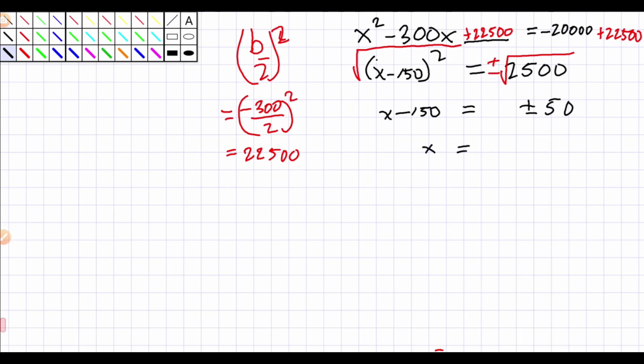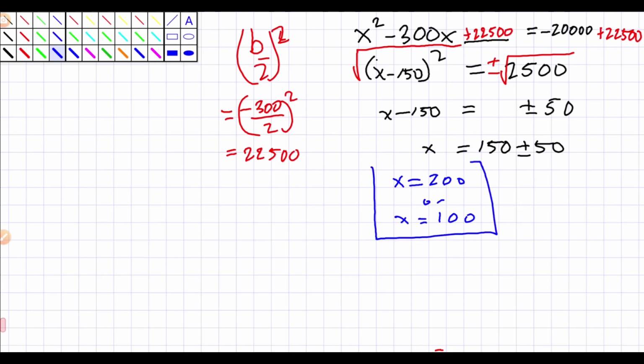So solve it a little bit more. I get 150 plus or minus 50. My two answers for this problem are x is equal to 200, or my other answer is x is equal to, what's 150 minus 50? That's just 100. So these are my two answers for x. Let's go back and check to see, does this make sense?